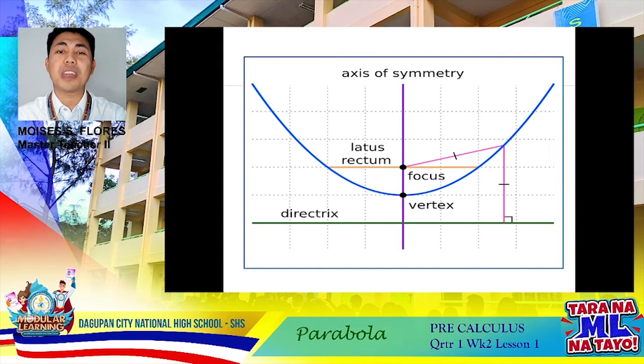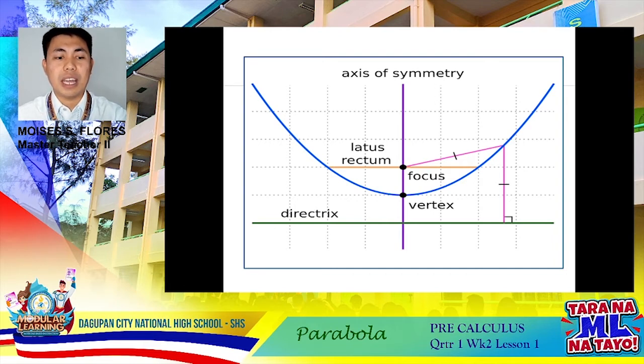The first one there, as you observe, is the axis of symmetry. Now, what is this all about? The axis of symmetry is the line through the focus, perpendicular to the directrix. It divides the parabola into two parts, which are mirror images of each other. So the line in purple color is your axis of symmetry.